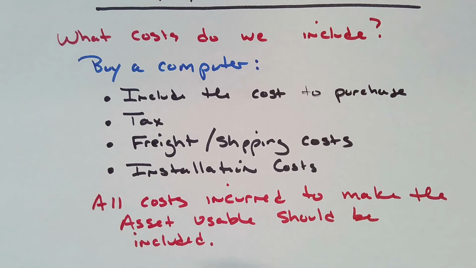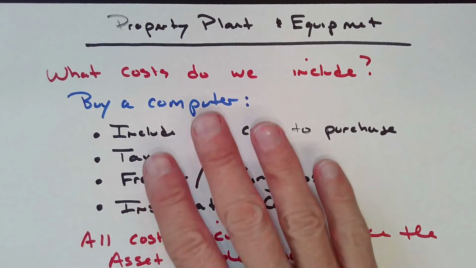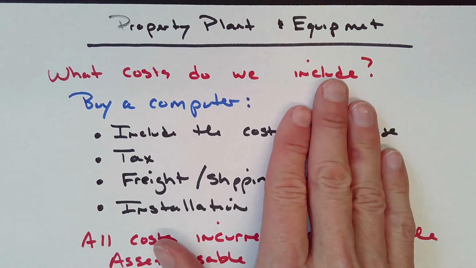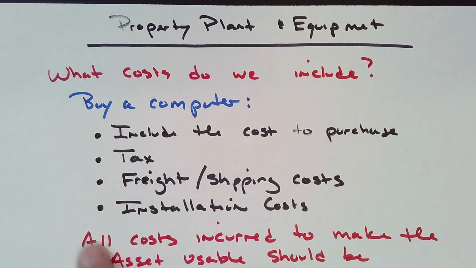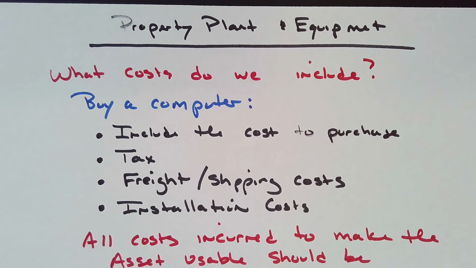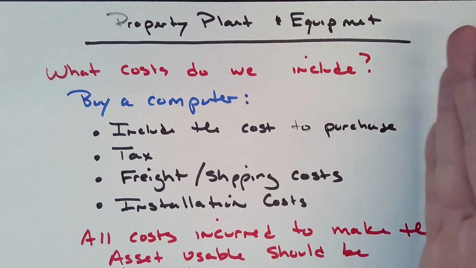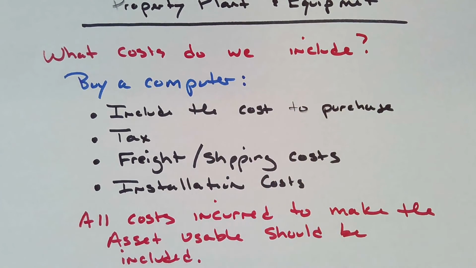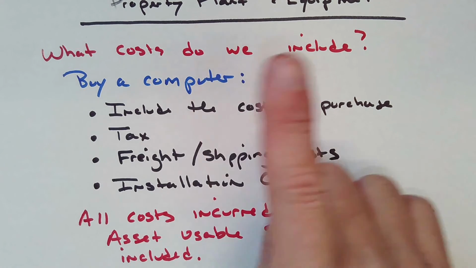Now, one of the things we always want to guard against is maybe putting too many costs in here, because now maybe you're taking costs that should be expensed and you're putting them up on the balance sheet. That's a no-no. If it's not going to help you make the asset usable, then it should be treated as a period expense.